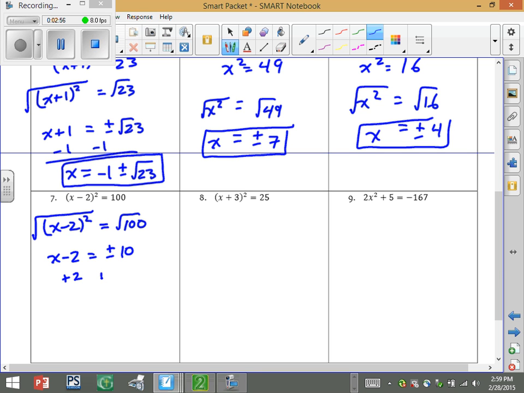Here we're going to add 2 to both sides. So again, we have 2 plus 10 or 2 minus 10. 2 plus 10 is 12. 2 minus 10 is negative 8. So there's my two solutions.